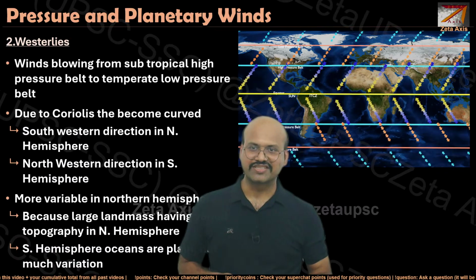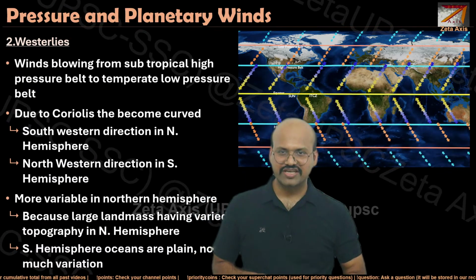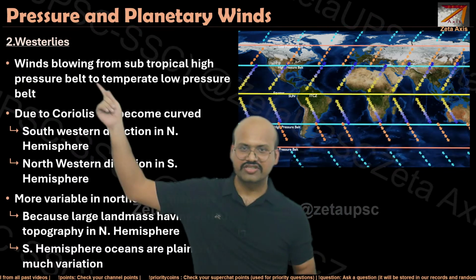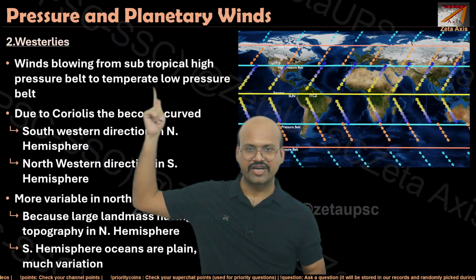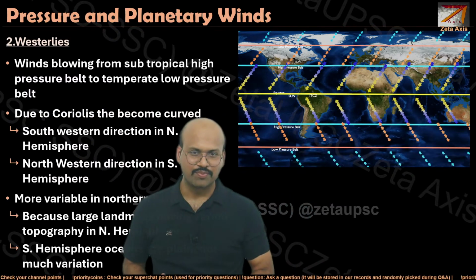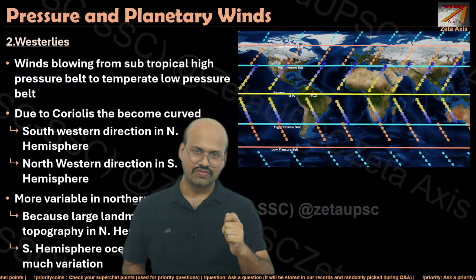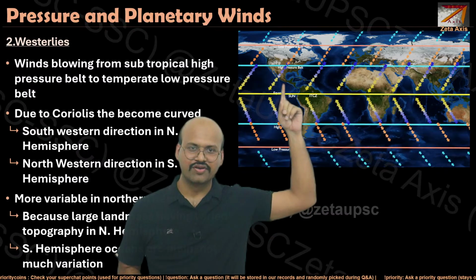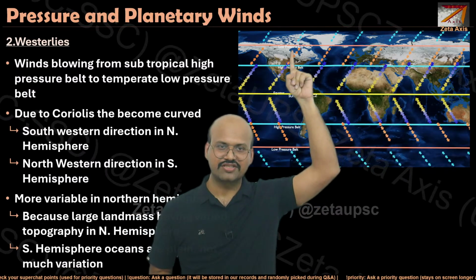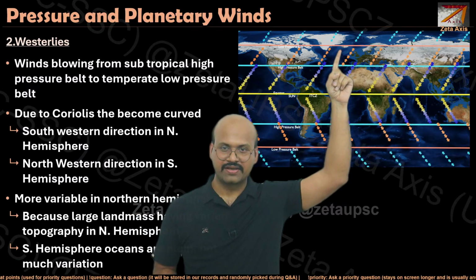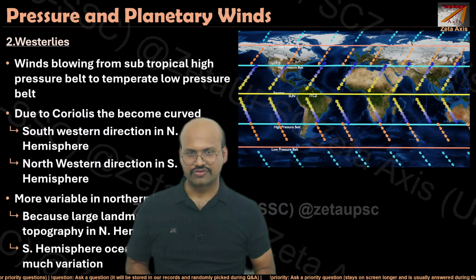Next permanent wind is the westerlies. Now the westerlies blow from the subtropical high pressure belt to temperate low pressure. Remember, the winds blow from a high pressure region towards a low pressure region. So now it is moving from this high pressure belt towards this low pressure belt. And again, because of Coriolis force, it is deflected.